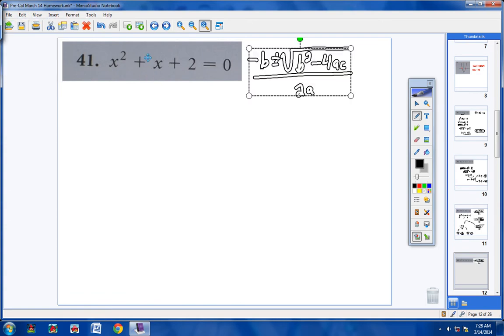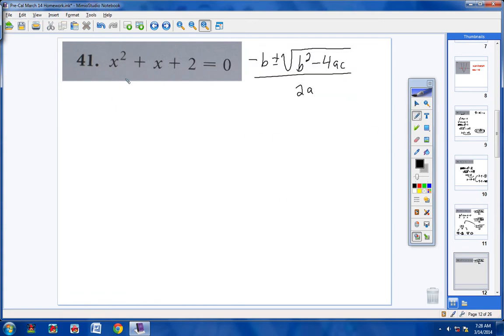All right, number 41. Do we have one side equal to 0 already? Yes, we do. So my A equals 1 from here, my B equals 1 from here, and C equals 2. So here we go. Negative B, so negative 1 plus or minus the square root of b squared, that's 1 squared, so a 1. 1 times 1 is 1. Then bring down your negative 4. Then go ahead and do AC in your head. AC is 1 times 2, so that would be a 2, all over 2a. A is 1, so 2 times 1 is 2.